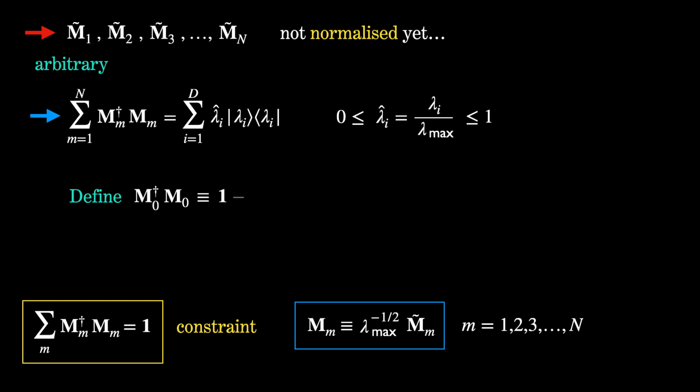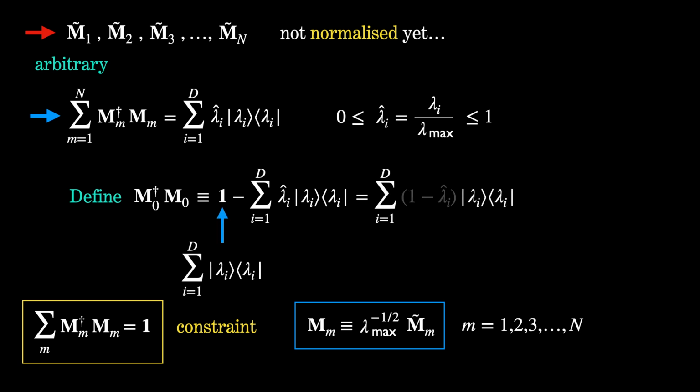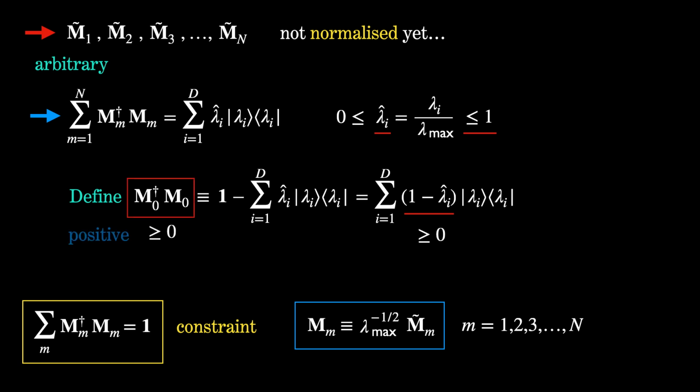is defined by subtracting from the identity operator the sum of the corresponding terms of the rest of the measurement operators above. The resulting operator also has lambdas as its eigenstates, but with eigenvalues 1 minus lambda hats, which must be positive due to how lambda hats are defined. Thus M0 dagger M0 is a positive operator, as operators of this form should be.